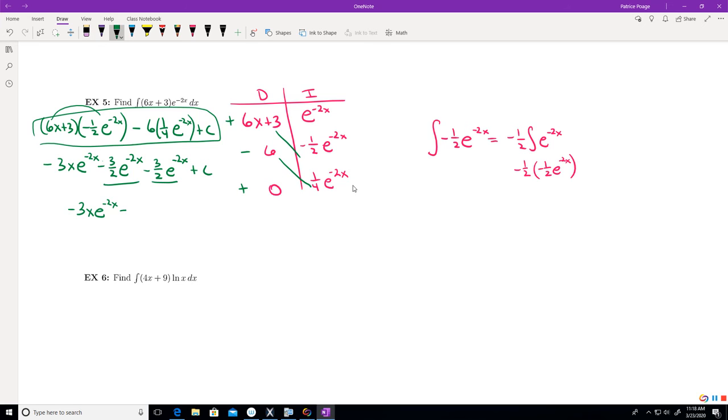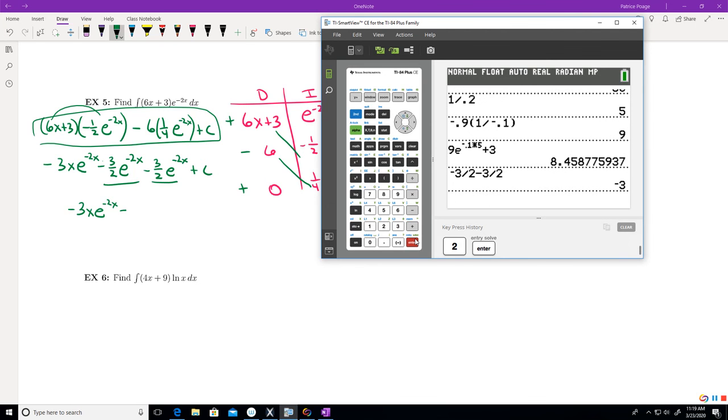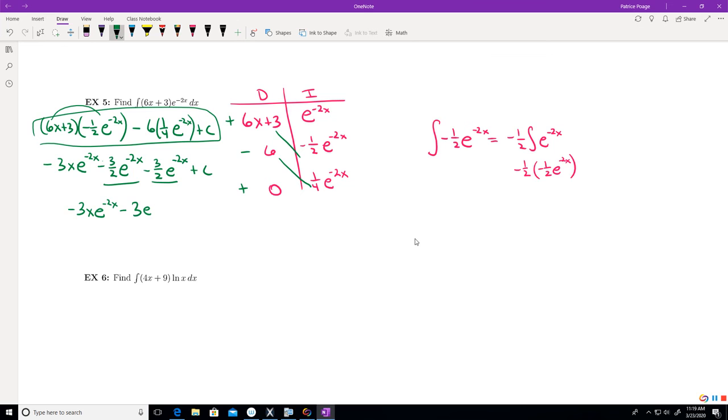Did I do that right? Checking myself. Been a long day. Negative 3/2 minus 3/2. Yep, negative 3. All right, so that's the simplified version.